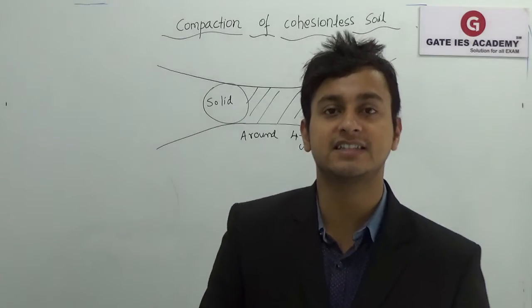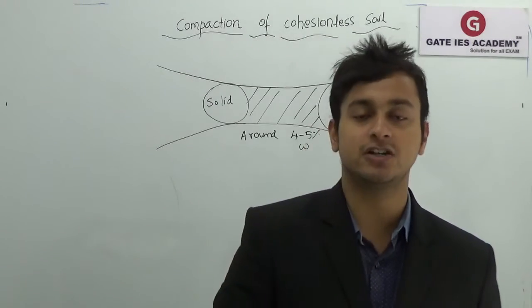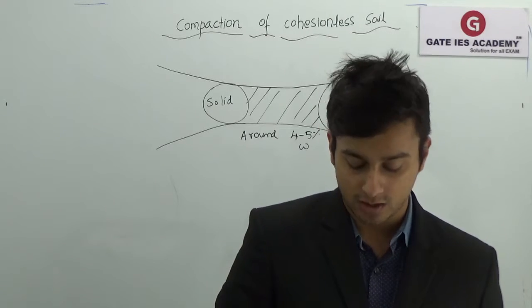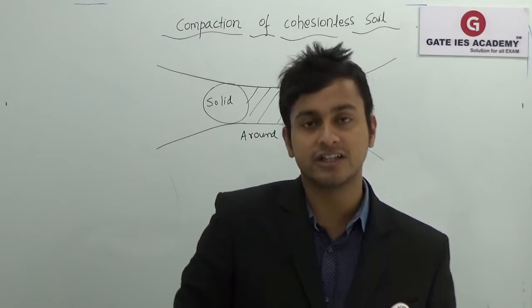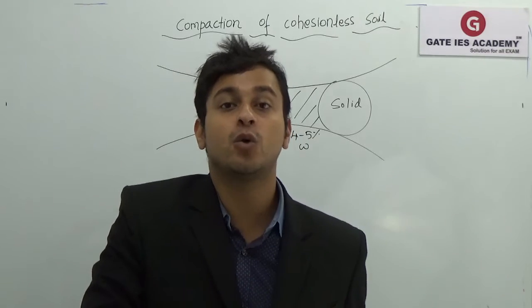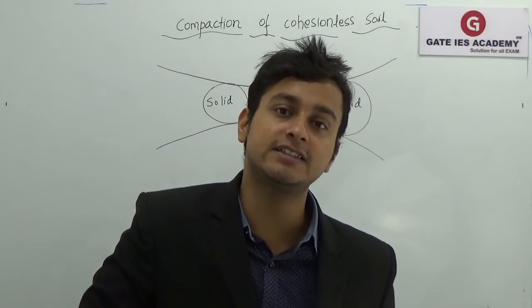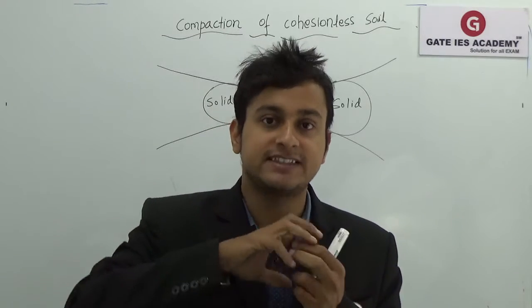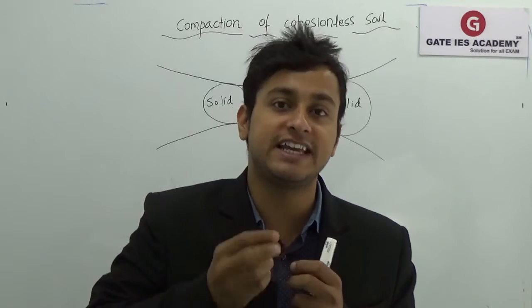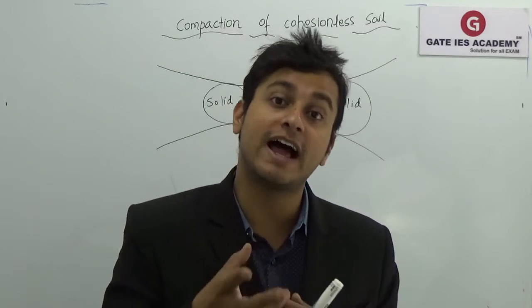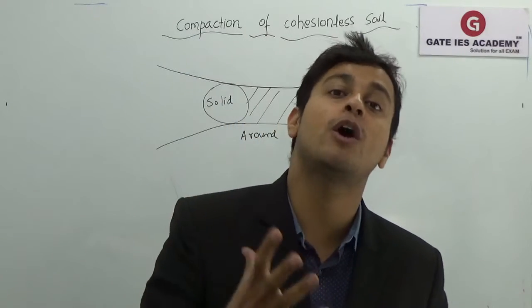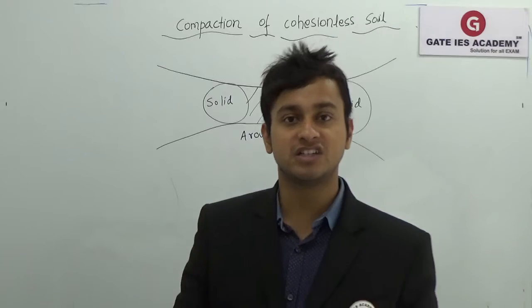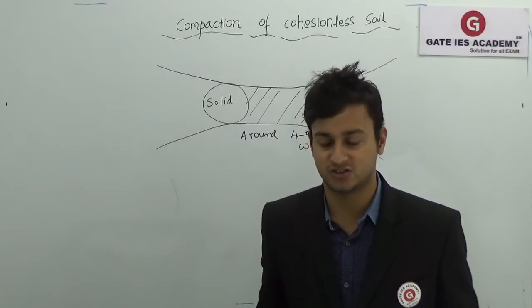Okay students, now let's discuss the next topic, the compaction of cohesionless soil. What is cohesionless soil? Actually the coarse grained soils are called cohesionless soils. Why? Because there is no attraction between the particles. As you can see, clay particles are a lot sticky, therefore they have a lot of dry strength and are more cohesive. But cohesionless soils are nothing but coarse grained soils.